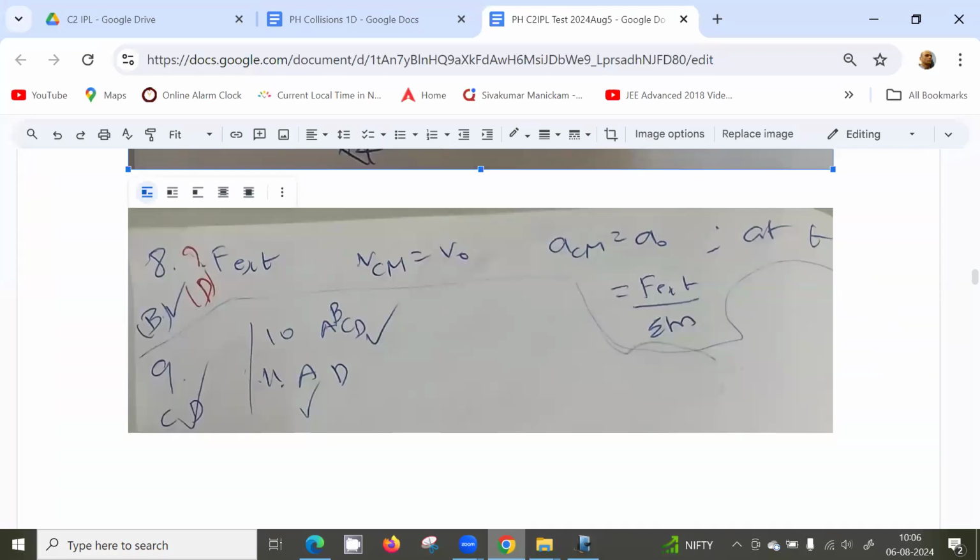This is question number 10. Speed, momentum is interchanged; faster body will slow down, slower body speeds up. So in 10, all are correct. Is it clear?